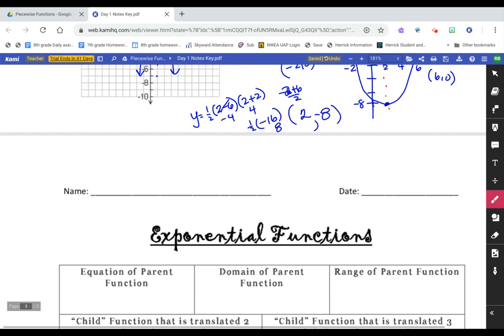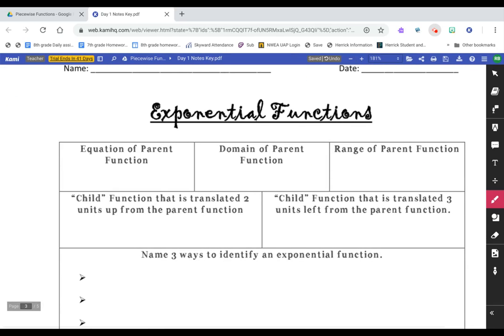Okay, moving on. We have exponential functions. The parent function of an exponential function would be y is equal to b raised to the x power, where b is greater than 0 and b cannot equal 1. Because if you have a base of 1, 1 raised to the 4th power is 1, 1 raised to the 10th power is 1, you wouldn't have an exponential graph. Before we do the domain, let's graph our parent function.